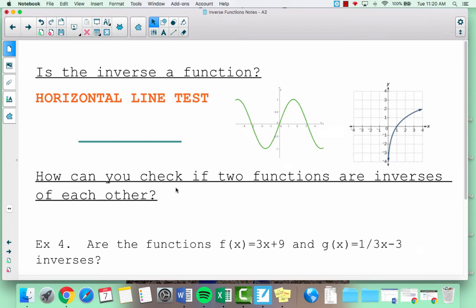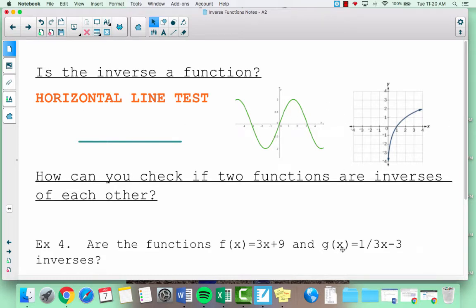In part 2 of today's lesson, we're going to be learning about the horizontal line test, how we can check if two functions are inverses of each other, and then lastly, we're going to be looking at an application problem and the importance of your labels. So the horizontal line test is this first thing we've got on the screen.